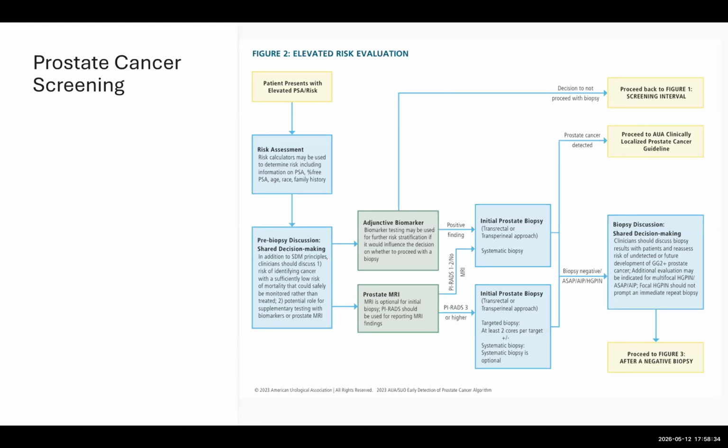So I actually learned something. When you do the prostate MRI, there's actually a PI-RADS score, which is similar to a BI-RADS score and TI-RADS score as you would use in breast and thyroid disease. And what they basically say here is if you have a PI-RADS score that's 3 or higher, you'd want to move on to the prostate biopsy. And if your adjunctive biomarkers are positive, you want to move on to your prostate biopsy. As well, if you did shared decision making, you could skip the adjunctive biomarkers and the prostate MRI and move straight to biopsy.